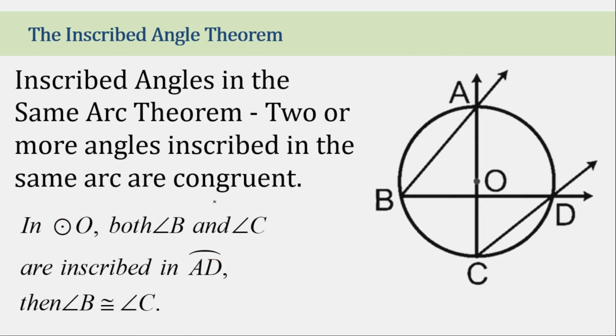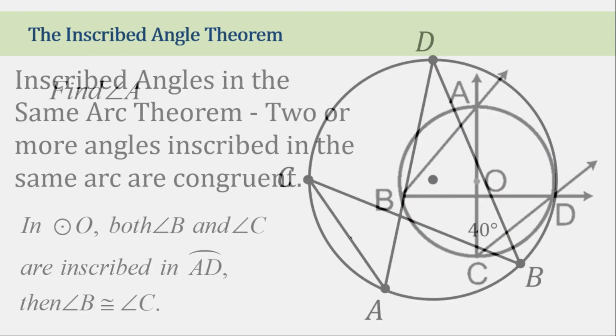Another thing is the inscribed angles in the same arc theorem. So two or more angles inscribed in the same arc are congruent. Meaning, just look at angle B and angle C. They have the same intercepted arc. Therefore, they are congruent. That is the definition of this theorem.